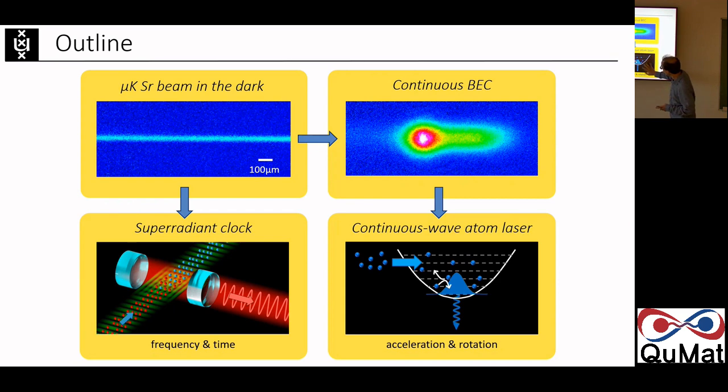Now I'm going to explain first our goal of making a continuous atom laser, why we want to do it, then what we achieved, and finally I'll end with the superradiant clock effort.